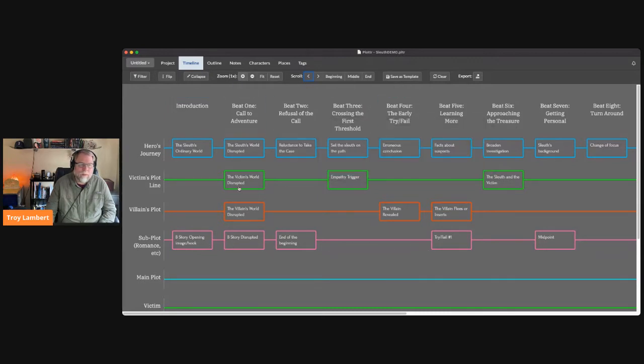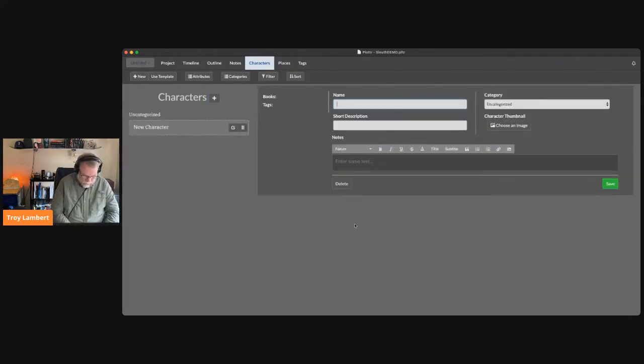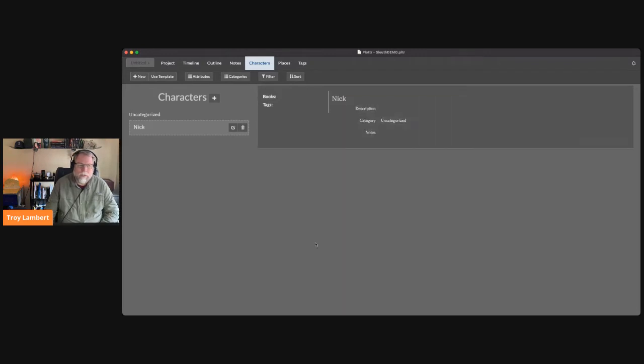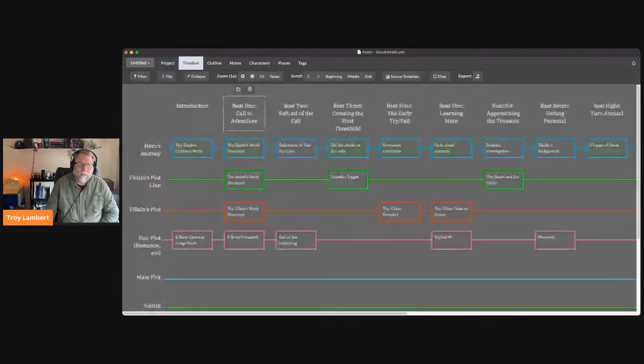Now, when you're coming up with ideas and things like that, you could put them in the notes section. You can even have some standard characters, which I've created, like for Capital City Murders, because my protagonist, for instance, his name is Nick. And I have created a character for Nick that is in every single one of those books. So when I come to the project, I use the same timeline for every single one of the Capital City Murders books.